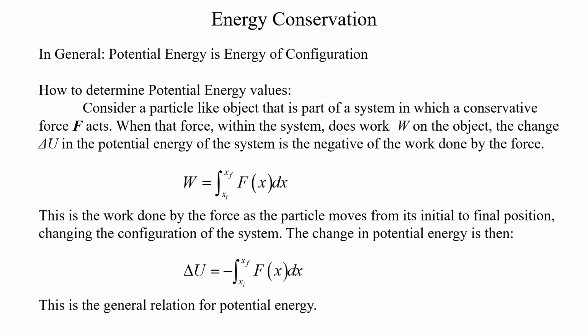All right, so how do we determine potential energy values? Well, consider a particle-like object that is part of a system in which we have a conservative force F. When that force within the system does work W on the object, the change in the potential energy, delta U, of the system is equal to the negative of the work done by the force. All right, so let's consider one dimension. The work, of course, is equal to the integral from position 1 to position 2 of F(x) dx. This is the work done by the force as the particle moves from initial position x_i to final position x_f. The change in the potential energy then is the negative of this work. So delta U equals the negative of the integral from x_i to x_f of F dx. So this is the general relation for potential energy.